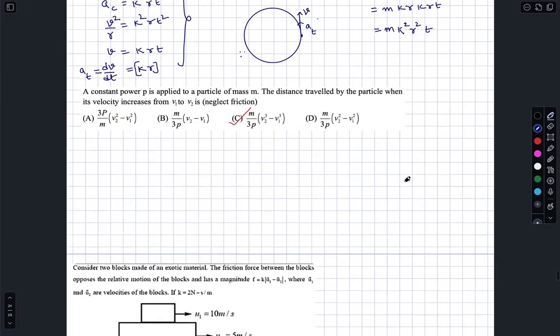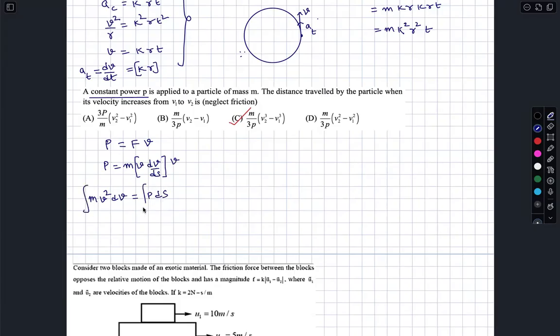We have a situation. Constant power is applied to a particle of mass m. The distance traveled by the particle when its velocity increases from v1 to v2 is? What is the definition of power? F into v. Constant power P is applied. So P is m a v. You can write acceleration in two ways, either dv by dt or v dv by ds, depending upon the given situation. So m v² dv is nothing but P ds.